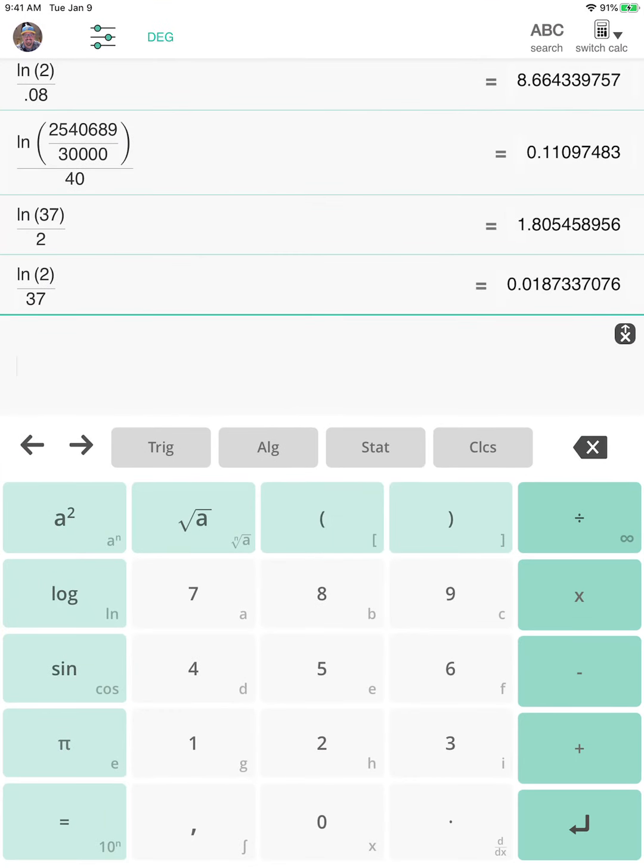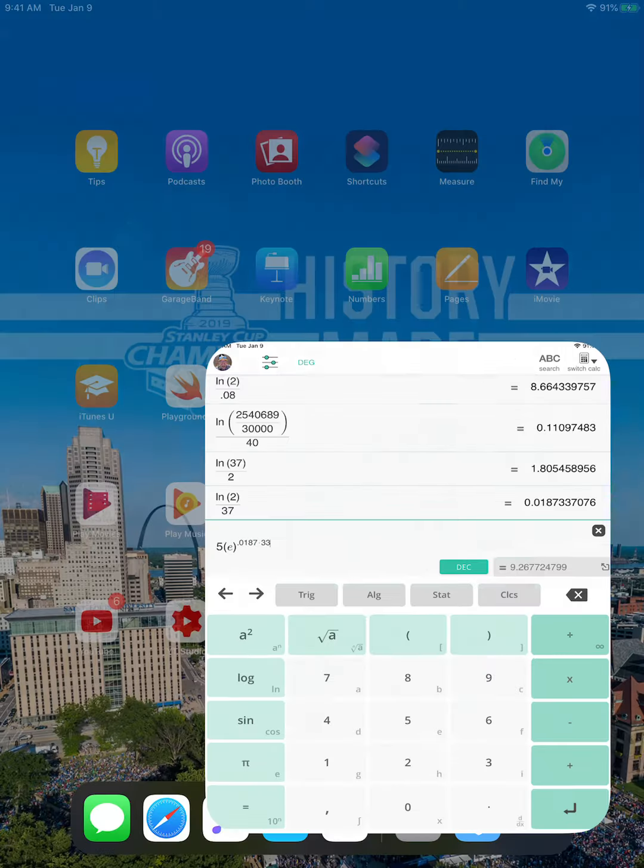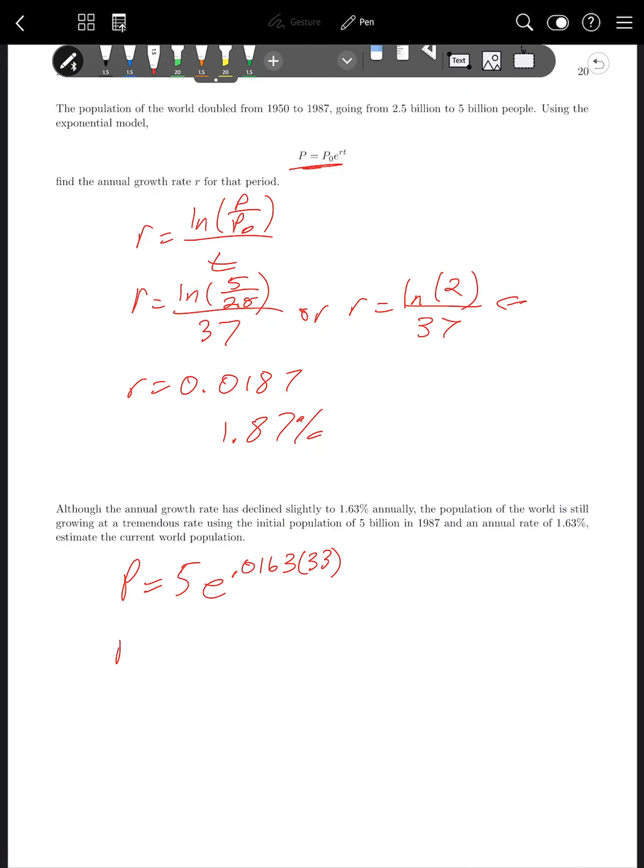And then we put it in our calculator. So that would be 5 times e to the 0.0163 times 33. So the current world population should have been 9.3 billion people. But interestingly, the rate has continued to decline. So there's actually less than that today. I think the actual population is somewhere between 7.5 billion and 8 billion.